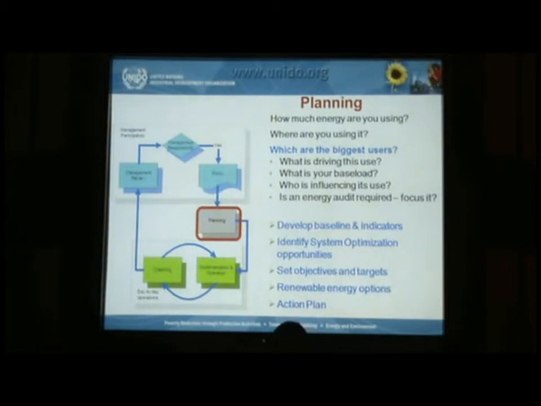Now then is the planning stage, and the planning stage involves a bit of technical work. So this is where the plant and maintenance people are involved, and they have to know how much energy is being used, which are the biggest uses of energy, develop certain baselines and indicators, and identify system optimization opportunities. When we say system optimization, we don't look just at the equipment alone, but also at the function it does. For example, the air conditioning system: not only the chiller, we also look at the pumps, the motors, the cooling towers, the air handling units, and all as a system. And again, you have some renewable energy options which can come into the picture.